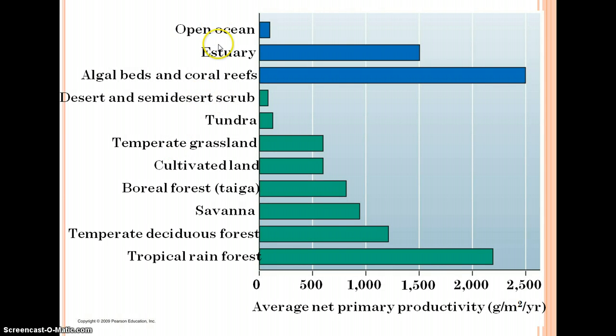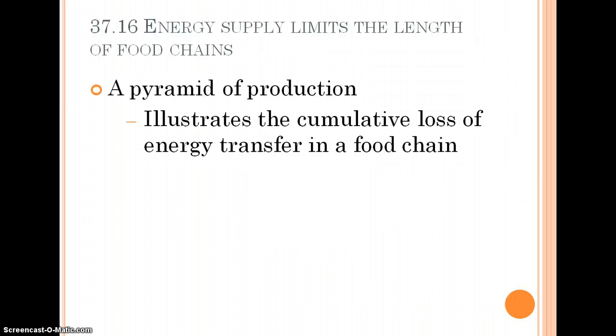Now take a look at the open ocean. Okay, and that makes sense. We don't really have a whole lot of plants or primary producers in the open ocean. We have some, but not as much as, say, the tropical rainforest. Okay, so that has a lot of different primary producers. That's going to make a lot of the biomass. It's going to provide for a lot of living organic things. So energy supply is going to limit the length of a food chain, which makes sense, okay? Because the length of a food chain can only go so high as the energy can allow.